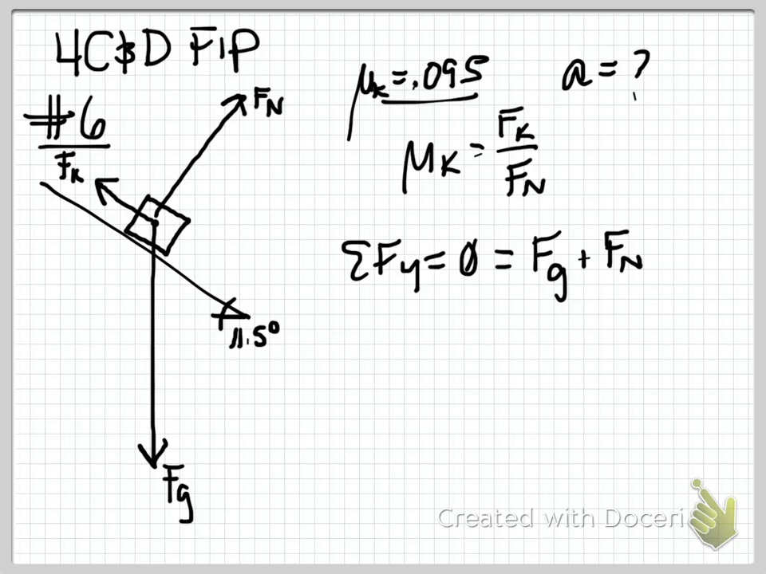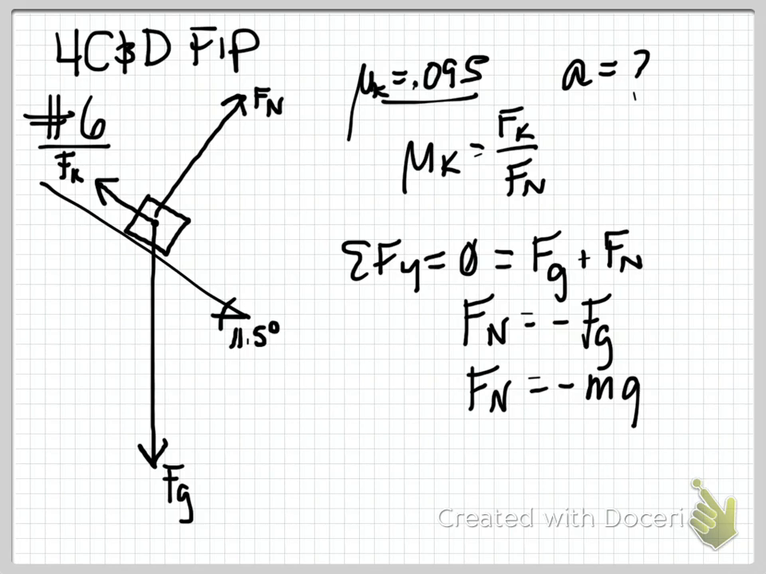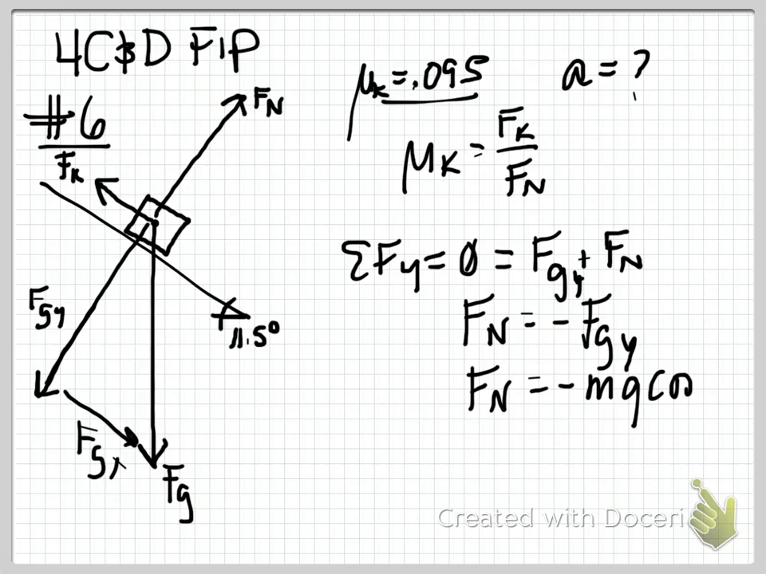So we know that fn equals negative fg, or vice versa. Actually, let's say negative fg equals fn. So fn equals the negative of mass, fg on the y. That's really important. Because of course our gravity here is split into a force of gravity on the y and a force of gravity on the x. So this is mg cosine of theta. So we have an expression for fn now.